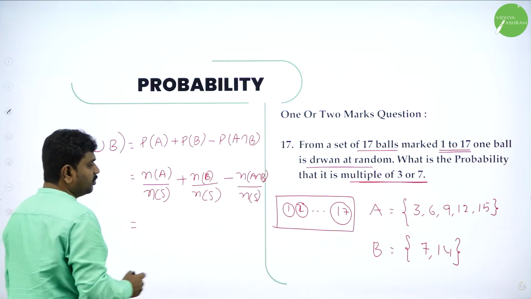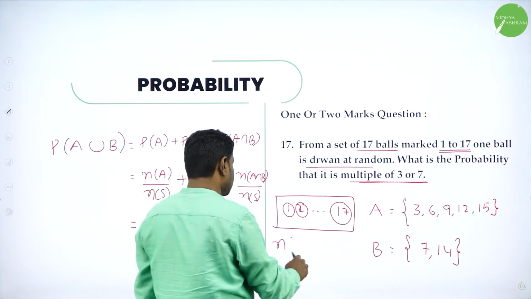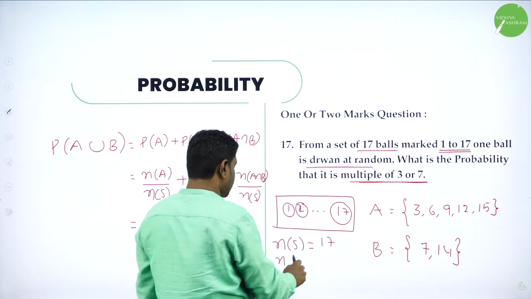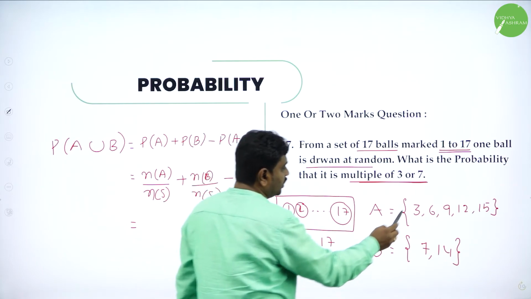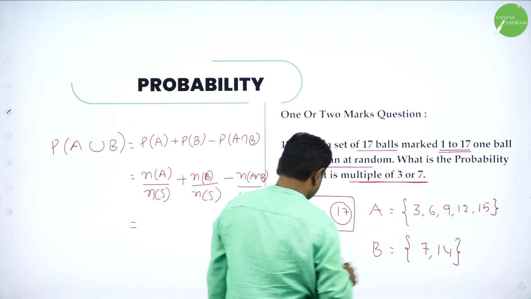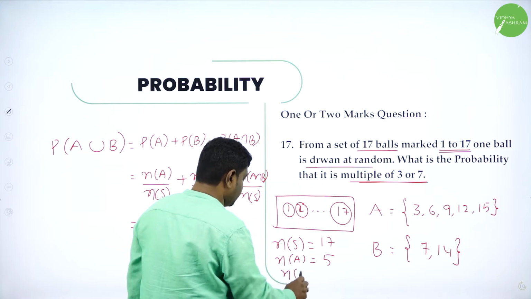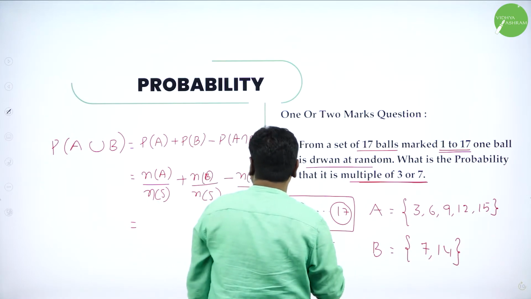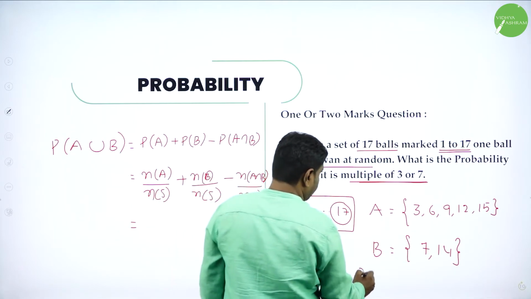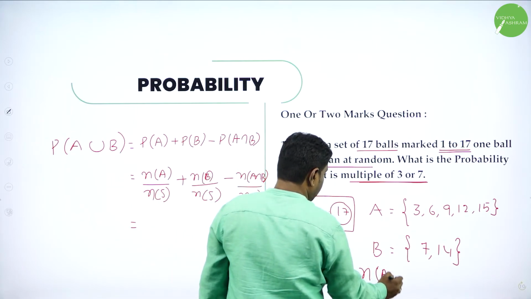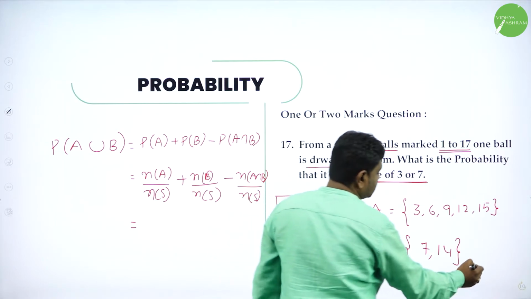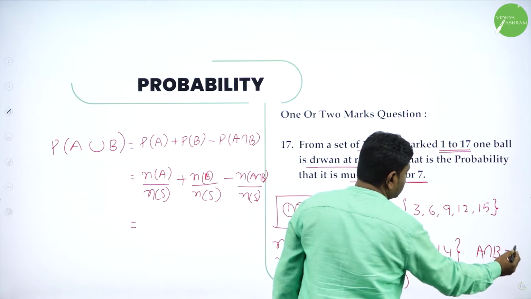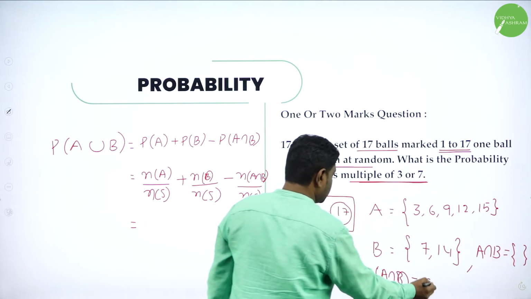So number of elements in S is 17, 1 to 17. Number of elements in A, multiples of 3. How many are there? 1, 2, 3, 4, 5. And n of B, number of elements in B. In B, how many are there? Only 2. And n of A intersection B. If you see, we don't have A intersection B itself. A intersection B is null set. No common elements. What is meant by intersection? Common elements. So no common elements. n of A intersection B is 0.